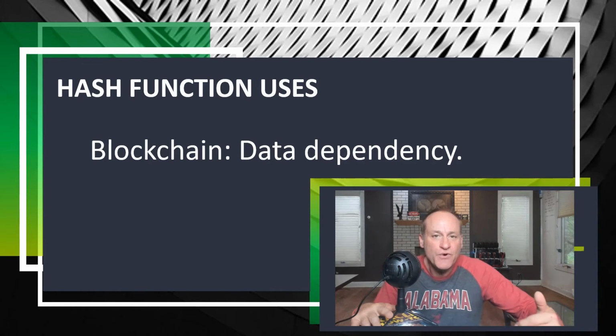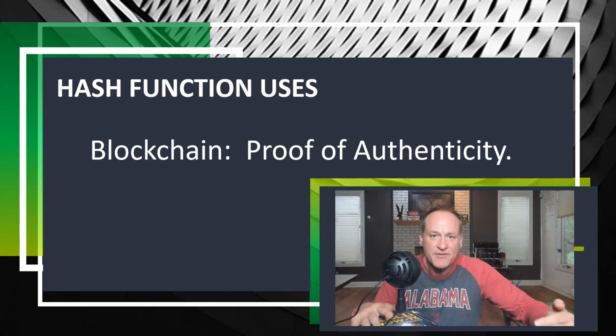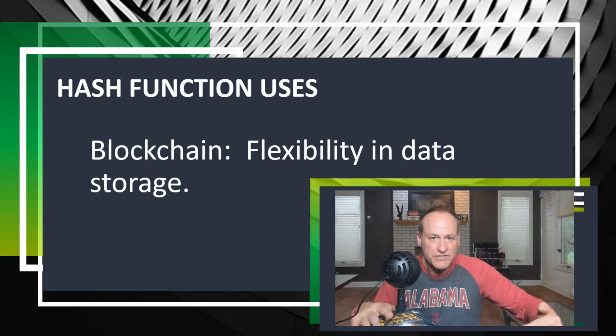Another thing that it's used for is proof of authenticity on the blockchain. That's very important because that's one of the very important uses of the blockchain. And then it also creates flexibility in data storage. If I'm storing something on the immutable ledger, which is how blockchain stores data. What the immutable ledger means is once data has been written, it can't be changed.